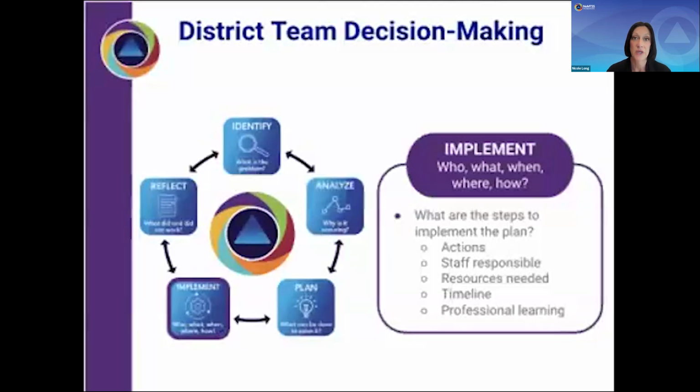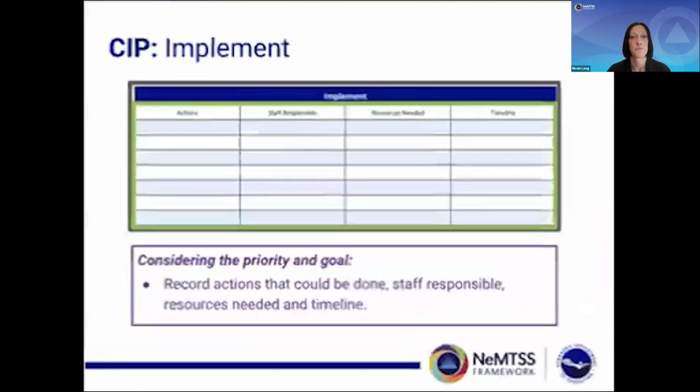The fourth step in the precise problem-solving process is implement, where the team will focus on following through with the plan to improve areas of need by identifying resources, staff involved, a timeline, and professional learning opportunities needed for staff. In the CIP template, document the actions needed to be taken, staff responsible for taking action, resources needed to implement, and a timeline.